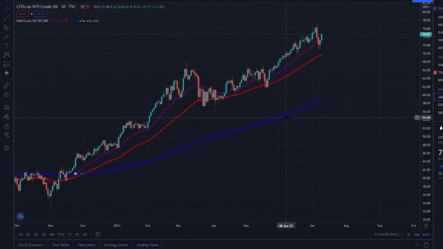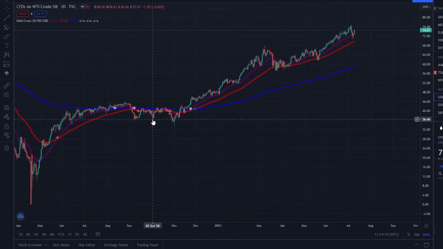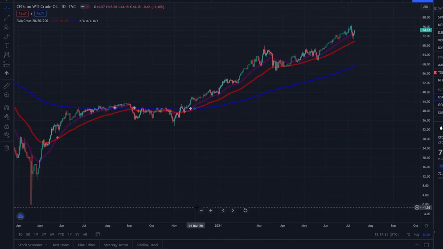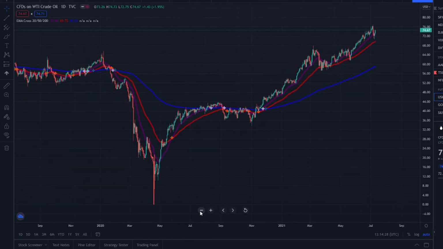if you look at the lowest line, the blue line here, which is the 200-day EMA, we always want it to be the lowest one. And the red, which is the 50-day EMA, and the purple one, the 20-day EMA, should always be above it. So this is how we can determine an uptrend.